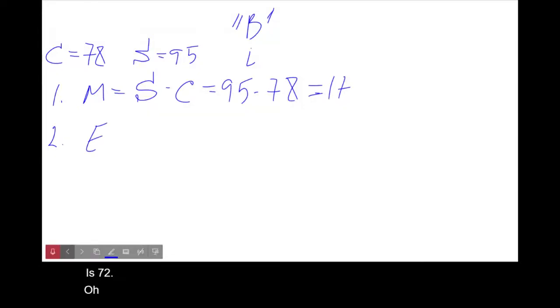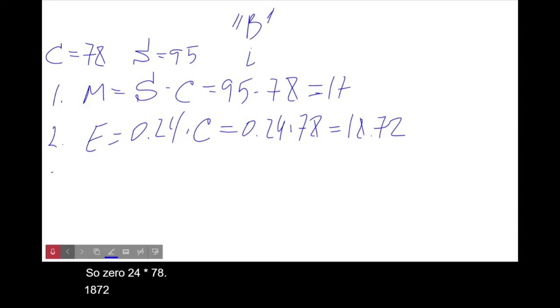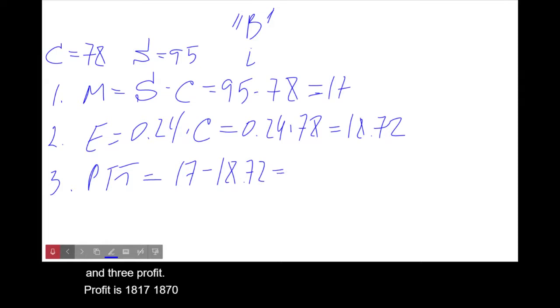2. Operating expense E is 24% of cost. So 0.24 times 78, 18.72. And 3, profit. Profit is 17 minus 18.72. So we have a loss of $1.72. I have a question for you. Let me know when you're ready for that question.